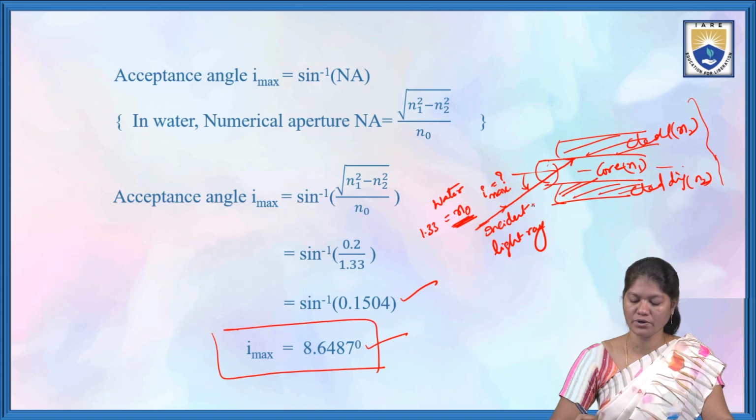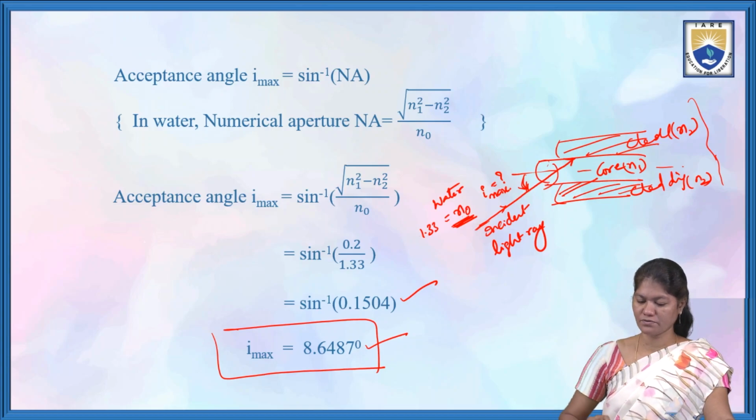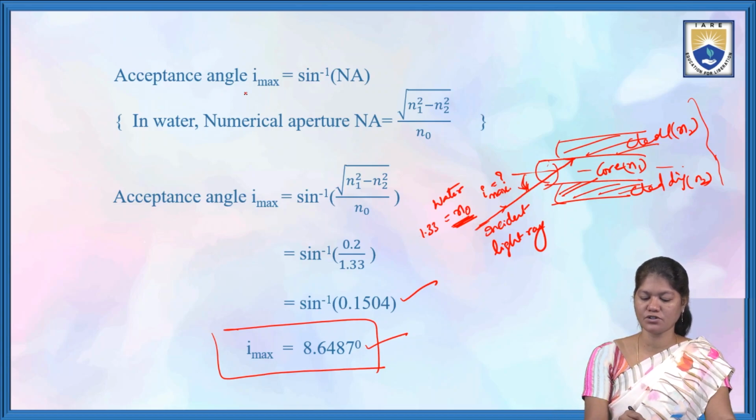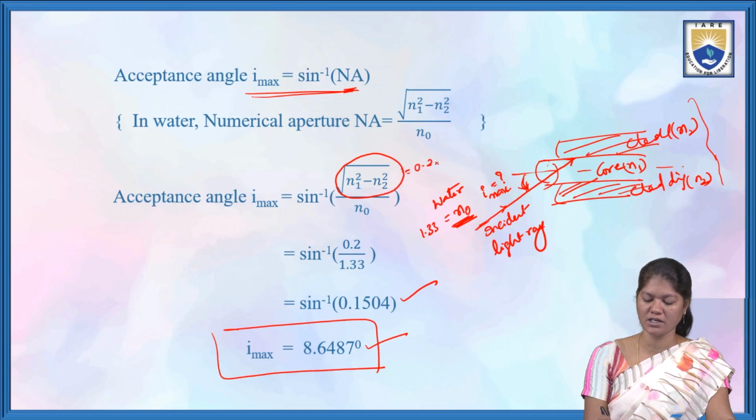So in this case we found i maximum. We use i maximum equal to sine inverse of NA, where NA is root of N1 square minus N2 square, divided by N naught. The value given is 0.2, so 0.2 divided by the water refractive index 1.33. Simplifying this, the maximum acceptance angle is 8.6487 degrees.